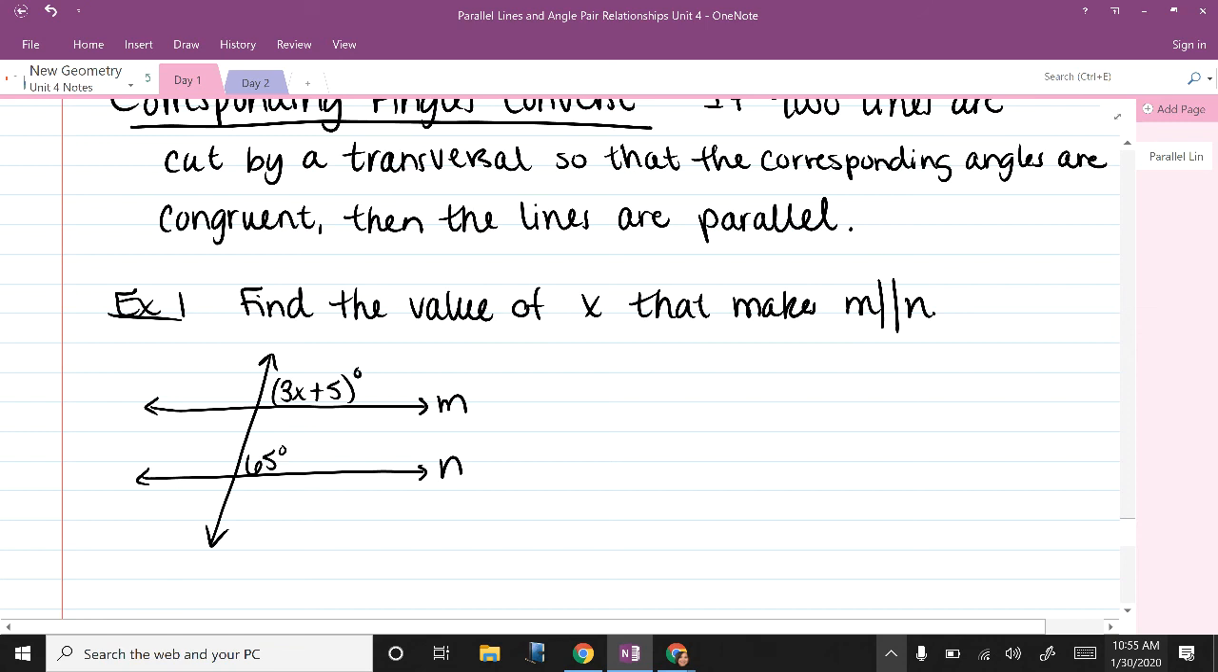Does that make sense? So it's just like working it the same. You're doing the same thing. This time, they're not telling you the lines are parallel. You're proving they're parallel. Does that make sense? Y'all see the difference? But it's the same thing. 3x plus 5 equals 65. Subtract 5. 3x equals 60. Divide by 3. And x equals what? 20. Okay? Does that make sense?